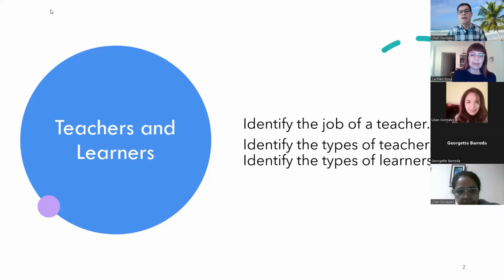That's why today our objectives are to identify the job of a teacher, identify the types of teachers, and identify the types of learners. I always begin teacher training with this one because sometimes experienced teachers and teachers who've attended a lot of training forget the basics. They forgot who they are.